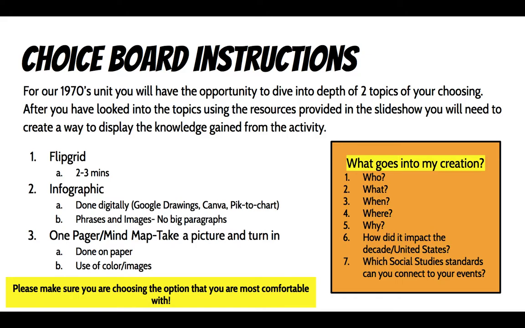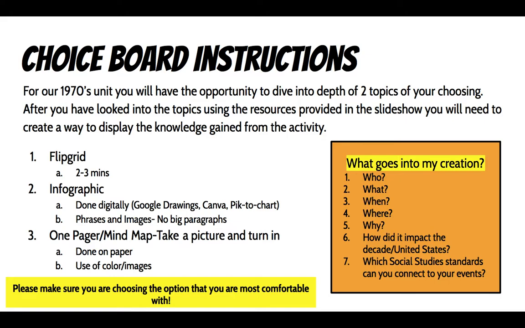Okay? Maybe it's the one pager and you're drawing and writing stuff on a piece of paper, making it look visually appealing. You are addressing those 7 things for each topic. Okay, so remember, you get to choose whatever topics you want. You have to choose 2 of them, and you get to choose what platform you want to display your knowledge, but you need to choose what's best for you.